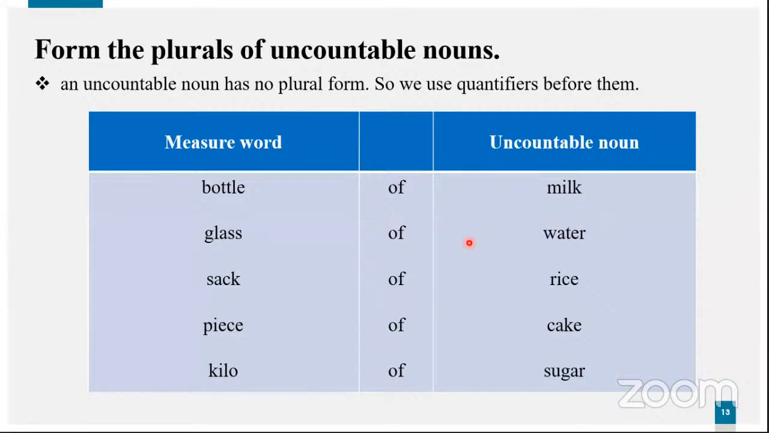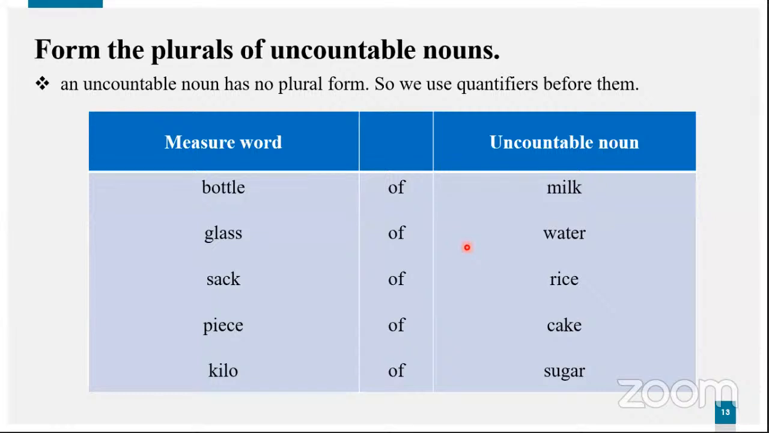And third one, sack of rice, right? We can put rice into a sack, right? Next one, piece of cake. Piece of cake, we can cut a cake into pieces. We can count the pieces, right?